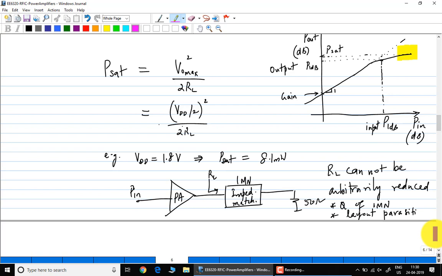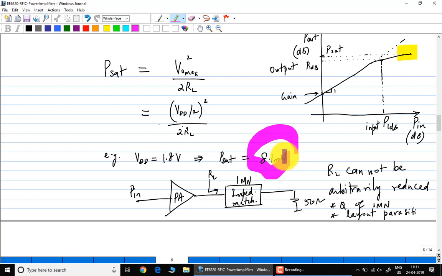Of course, the saturated power is much higher than this, because the actual saturated swing at the output can go all the way to VDD and all the way to ground. So the amplitude is VDD by 2. VDD by 2 root 2, the whole squared, times 1 by RL will give you the power. If you take VDD to be about 1.8 volts or 2 volts, it will give you something like 8 or 9 milliwatts.